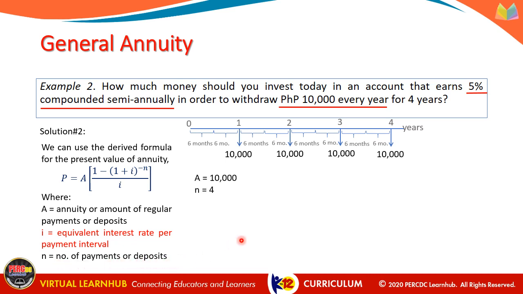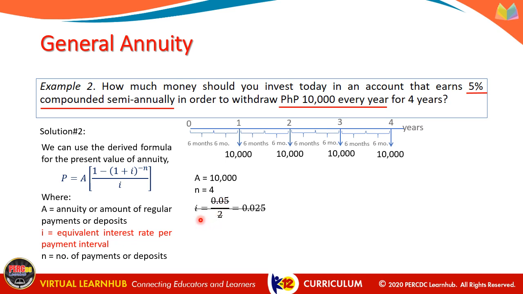Okay? For our given, we have A, 10,000 pesos. That's the amount of the yearly withdrawal. And n is equal to 4, the number of payments or deposits, or in this case, withdrawals. We have 4 withdrawals. That's 10,000 pesos each year for 4 years.